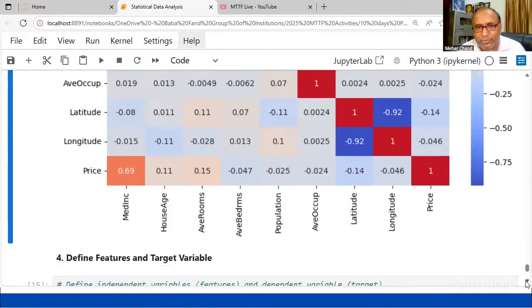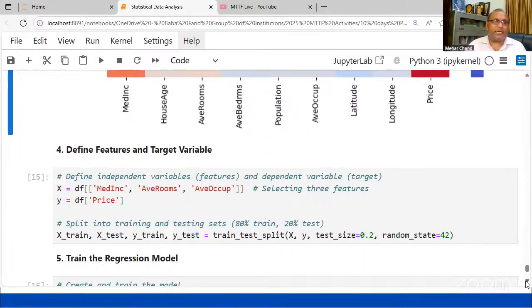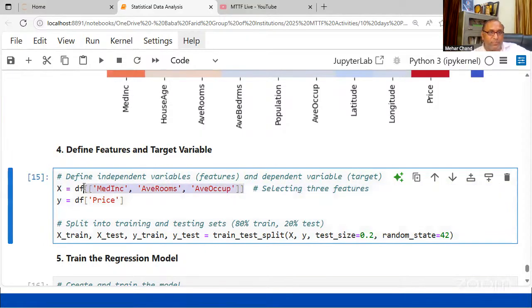Okay, so then we can define the feature and target values. Here we have to define the target value and feature values. We are choosing these three feature values: average room, average occupation, and med inclusive. And y is price. This is the target value, and this value will depend upon these features. The features are the independent variables, and y is the dependent variable, which is the target value.